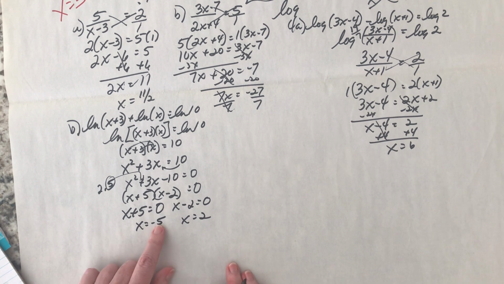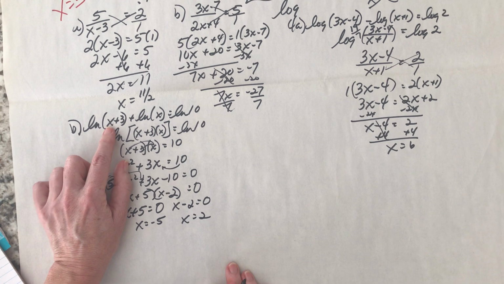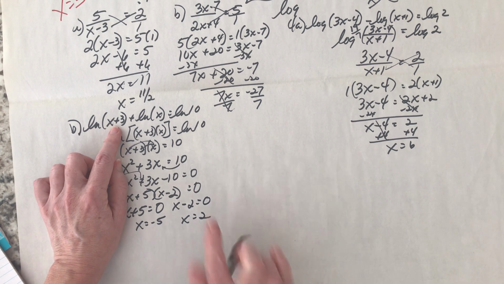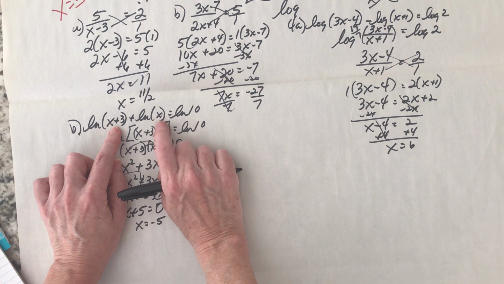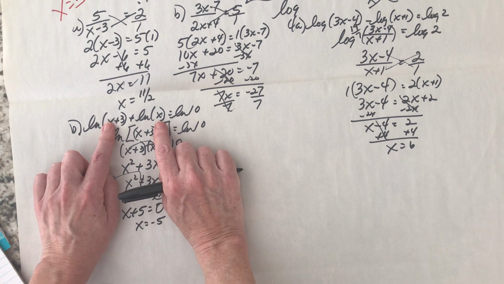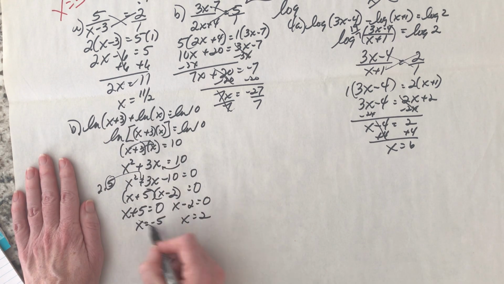Let's check that out. If you plug in a negative 5, you're taking the natural log of negative 5 plus 3, which is the natural log of negative 2. Here you're committing another sin, natural log of -5. Can't do that. You can't have either one of them, certainly not both of them, being negatives. You can't take a natural log of a negative number.